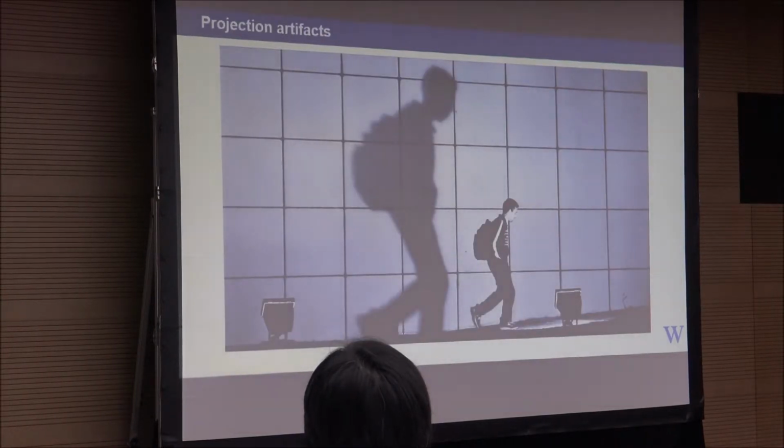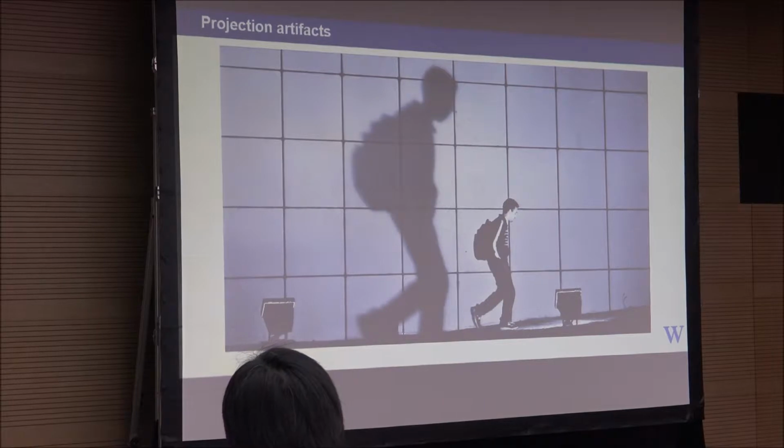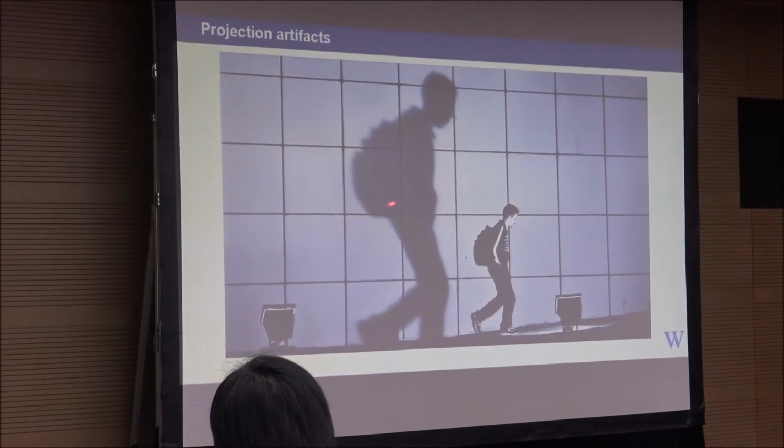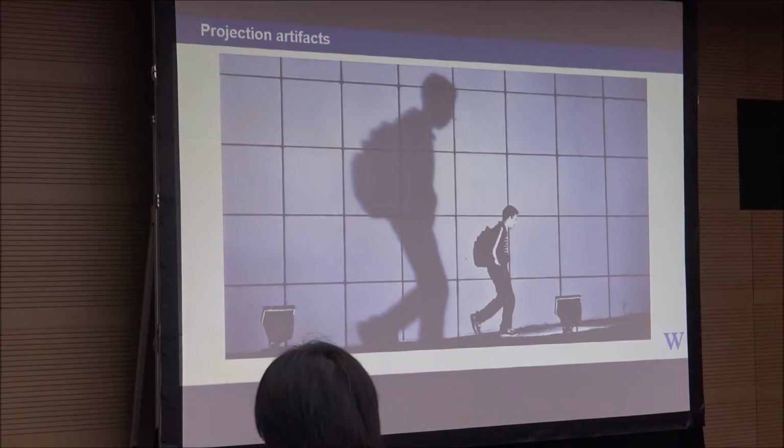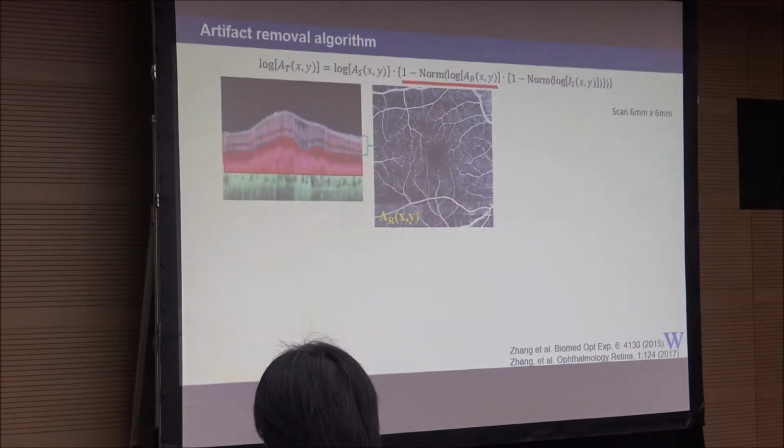This is an example of a man walking in the street at night. For this man, you have this man projected onto this wall, right? This shadow here is the projection artifacts, which we do not want. What we want is the accurate information of this wall, while we want to remove this projection in the wall. This is the idea that inspired us to develop the projection artifacts removal algorithm. And now I walk you through the method.